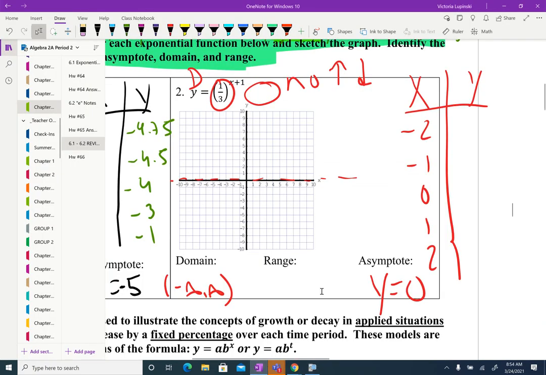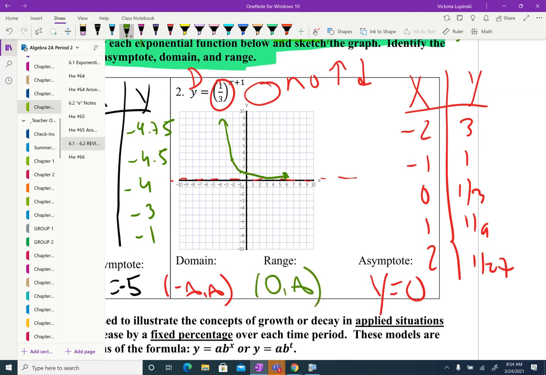So if I go back here, the y values that I get are 3 and 1, 1/3, 1/9, and 1/27. And again, I got those right from the table. You could write them as a fraction or decimal. So -2, 3, -1, 1, 0, 1/3, and then essentially just getting smaller and smaller and smaller, but never quite actually reaching the asymptote. Notice again that the graph is above the x-axis, which is how I know the range is 0 to infinity.